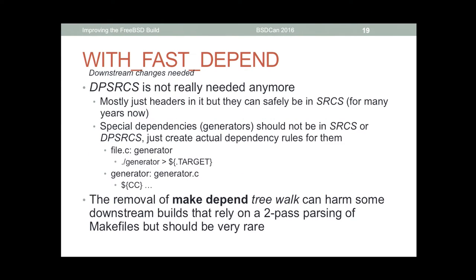As I mentioned, DP sources is not really needed anymore. What you really should do is just add proper dependency lines in the makefile. These are very rare anyhow. All the sources should be added into the sources list, so they're just generated. The removal of the make depend tree walk did not harm anything in the FreeBSD tree, but it did harm something in the Isilon build. It's probably going to be pretty rare.